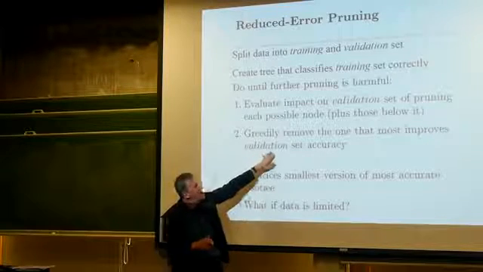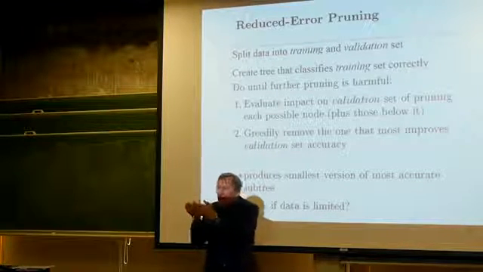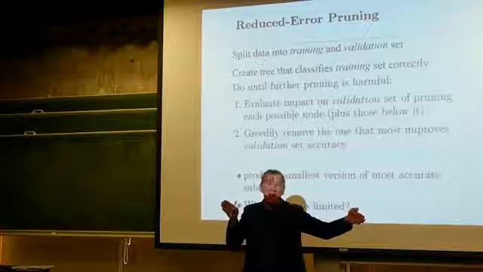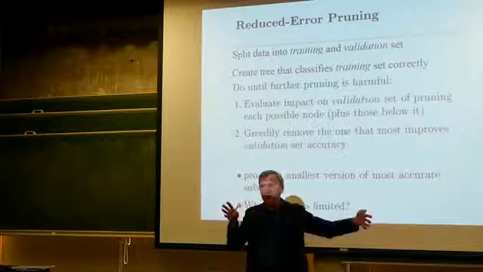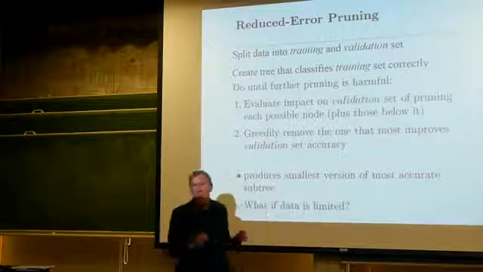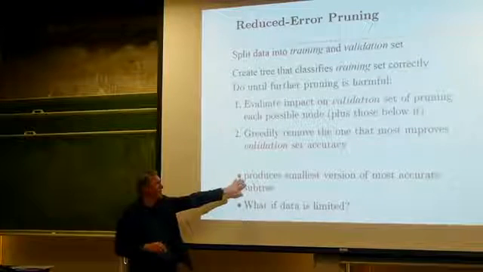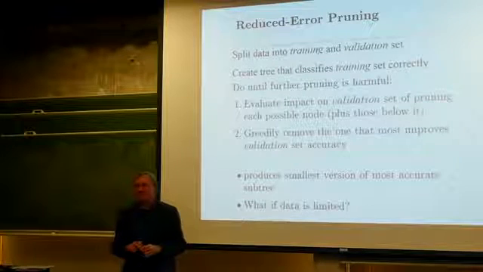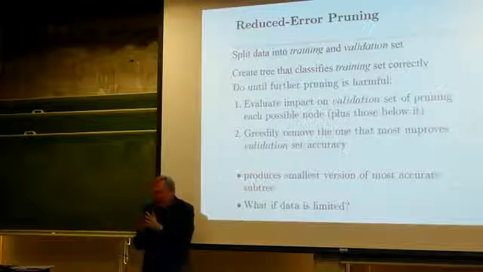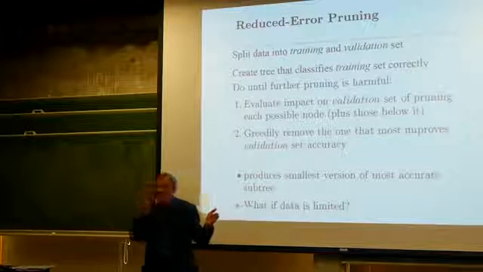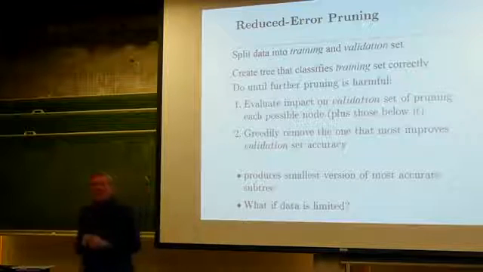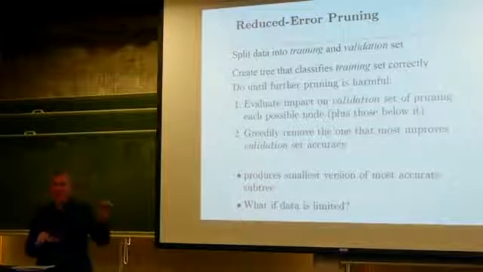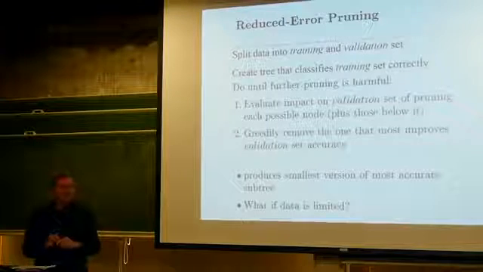And this means you can actually end up with a tree that was not one of the intermediate steps along the path that you went when you grew the tree. You can actually end up with a different tree that's better. And in fact, this is guaranteed to produce the smallest version of the most accurate subtree. So in that sense, it's better than simply figuring out which of the ones you happen to create along the way performs best.